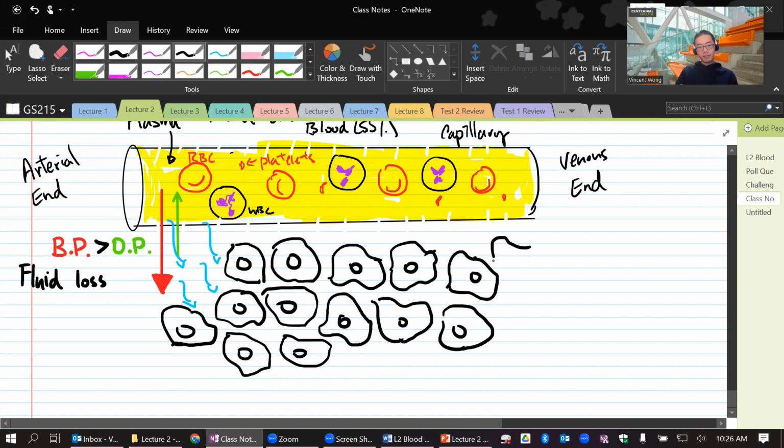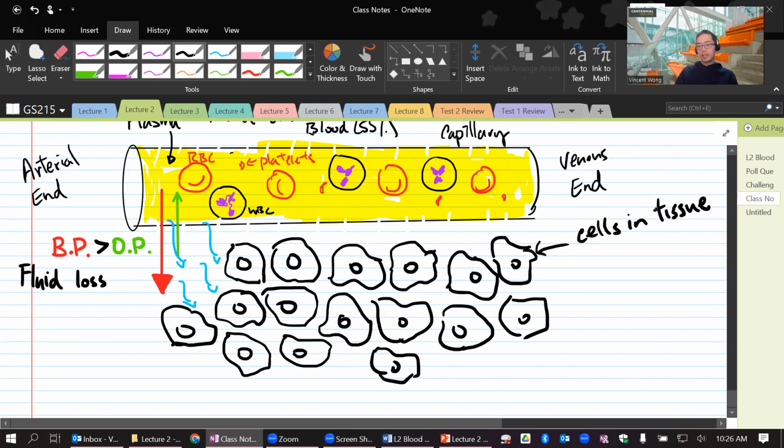That's probably enough. When you draw it, you want to draw it all the way to the other side, okay? That's the key point. So these are cells in tissue. Depending on the kind of tissue you're talking about, they could be different kinds of cells, okay?